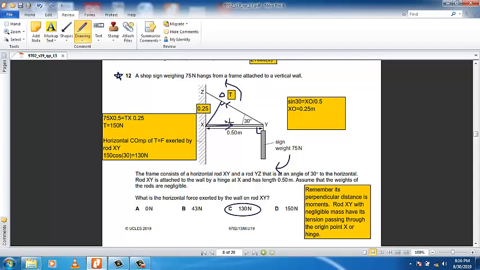Now we have to find the force exerted by the wall on the rod XY. So this is the horizontal force. We have found this T, which is 150 Newton. Just find this tension component. How much will it be? This will be T cos 30, which is 150 cos 30, which is 130 Newton. So C is the answer.